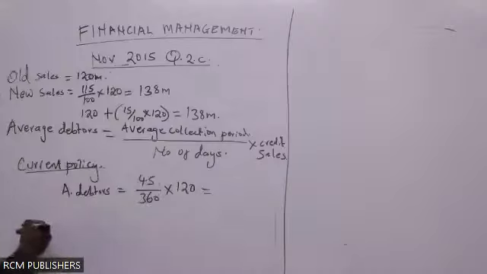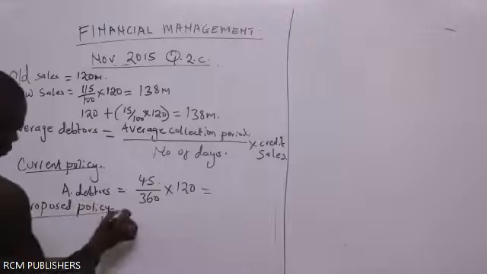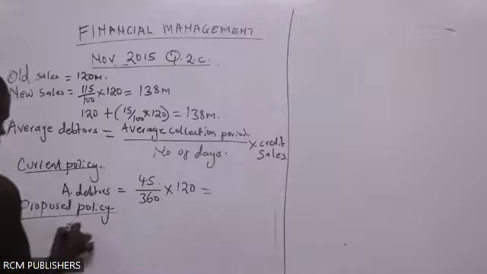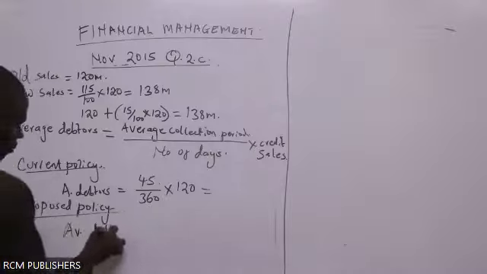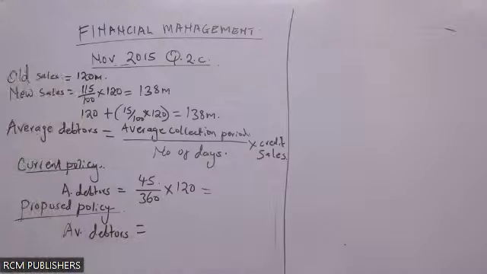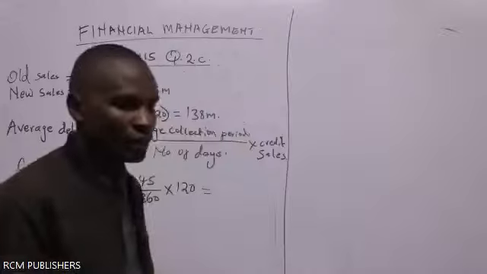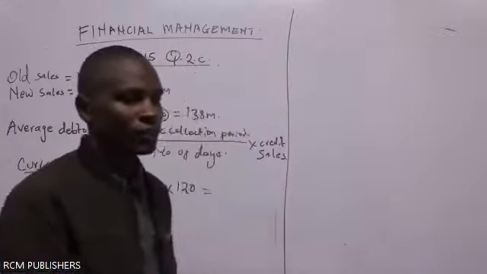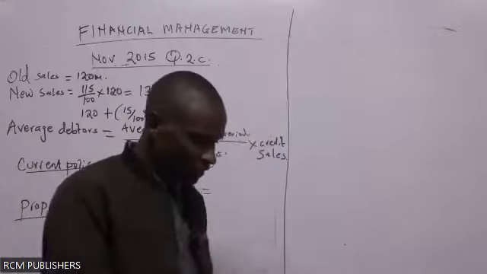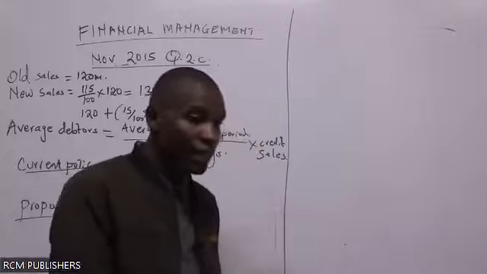What about now for the proposed policy, the policy that we want to compare? Have we been given the correction period? We need to get average debtors. The correction period for the proposed policy will change. What will it be? Just check from the question. After the change in the credit terms, the average correction period is expected to be 75 days.